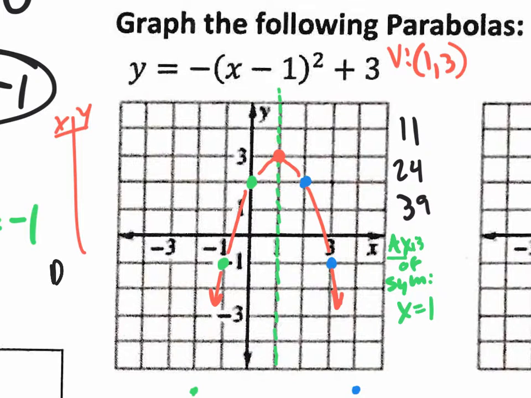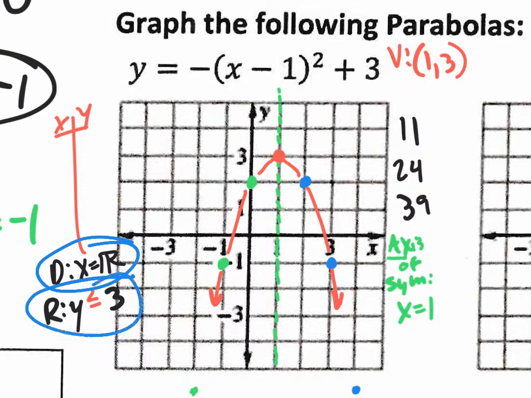How about domain? X equals R. X equals all real numbers. If you just say all real numbers, you only get half credit. You have to say x equals because the domain are your inputs, which are your x values. The range, what do we say for the range? Y is, is it greater than or equal to, or is it less than or equal to? It's less than or equal to because the parabola is going down, and it's less than or equal to the y value of your vertex. What's the y value of vertex? 3. There it is. So you get another point for this, another point for this.